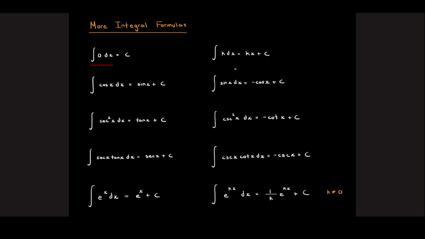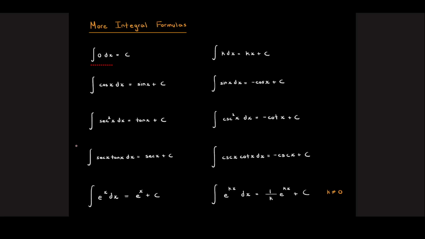The next integral formula says that the most general antiderivative of a constant function, f of x equals k, is going to be a linear function, kx plus c. This should make sense because the derivative of a linear function is going to be the slope, right? It's just going to be the constant. Another way to think about this formula is a special case of the power rule. Just think of this as kx to the 0 power. And then the power rule says that you have to add 1 to the exponent, divide by the new exponent, and plus c. And so you get kx plus c.